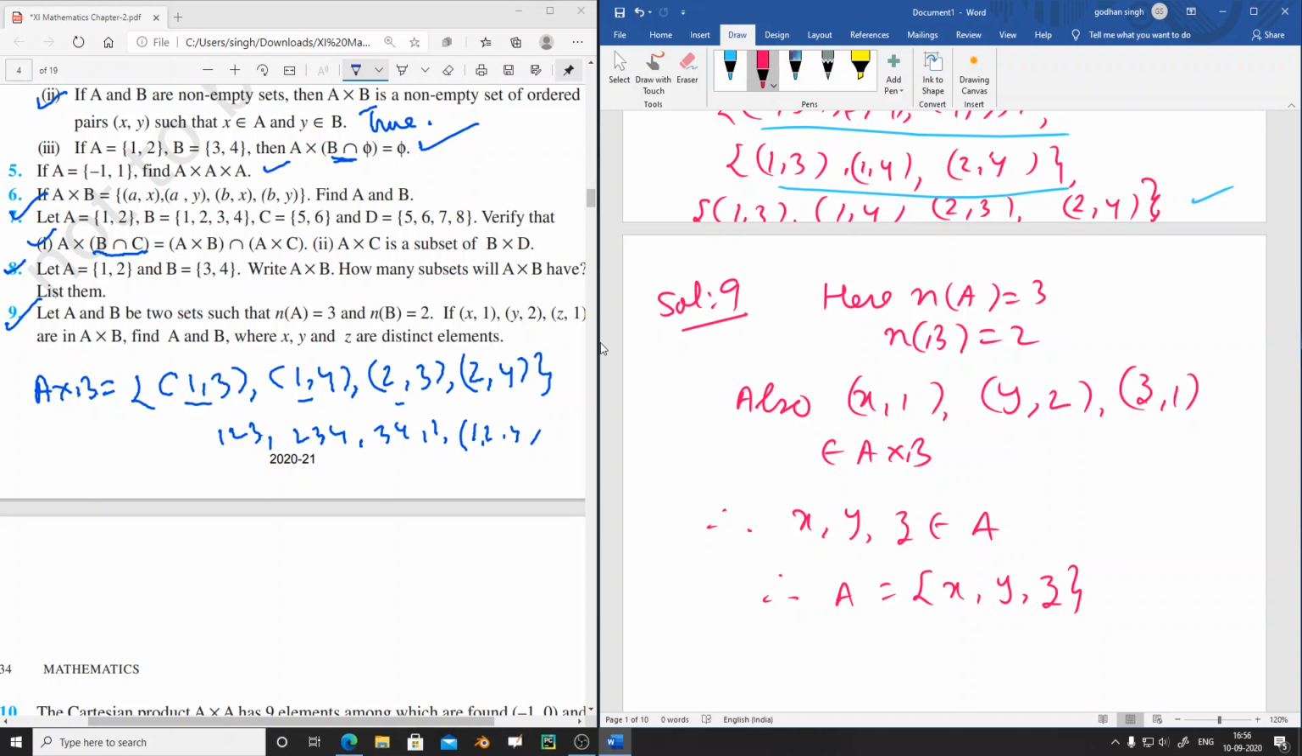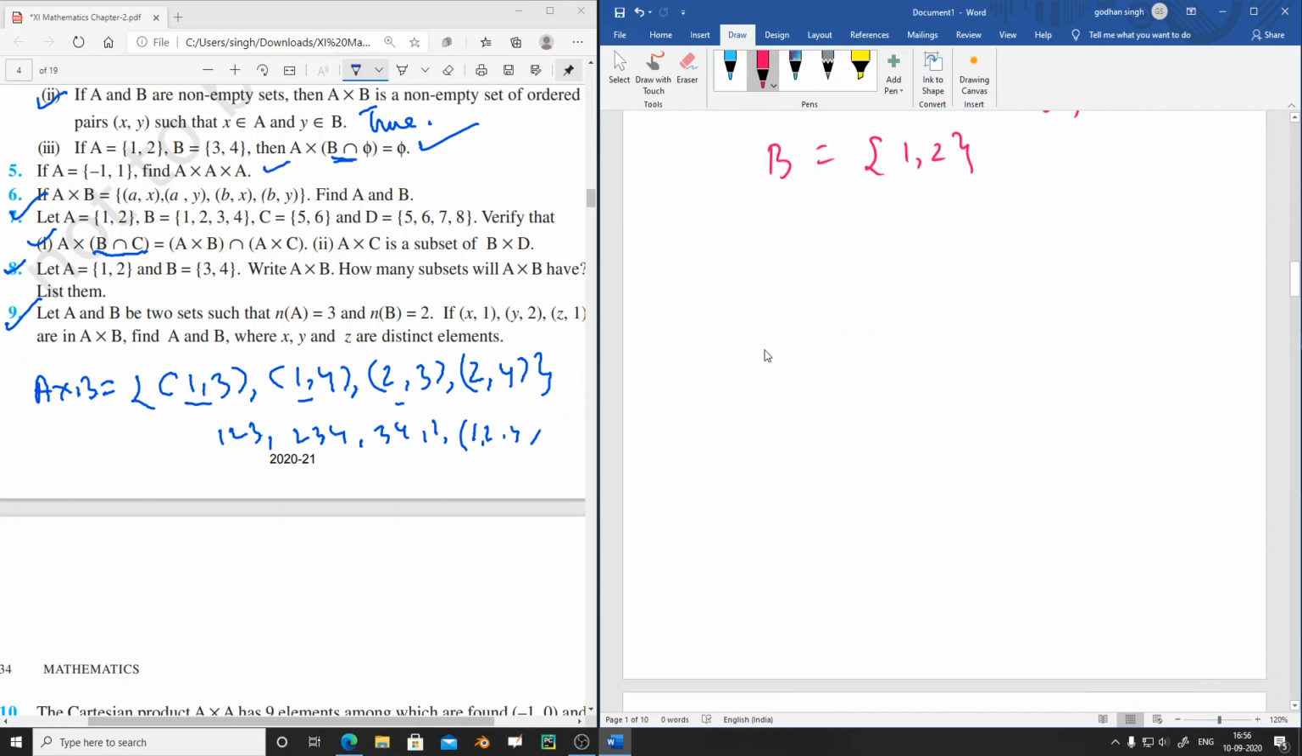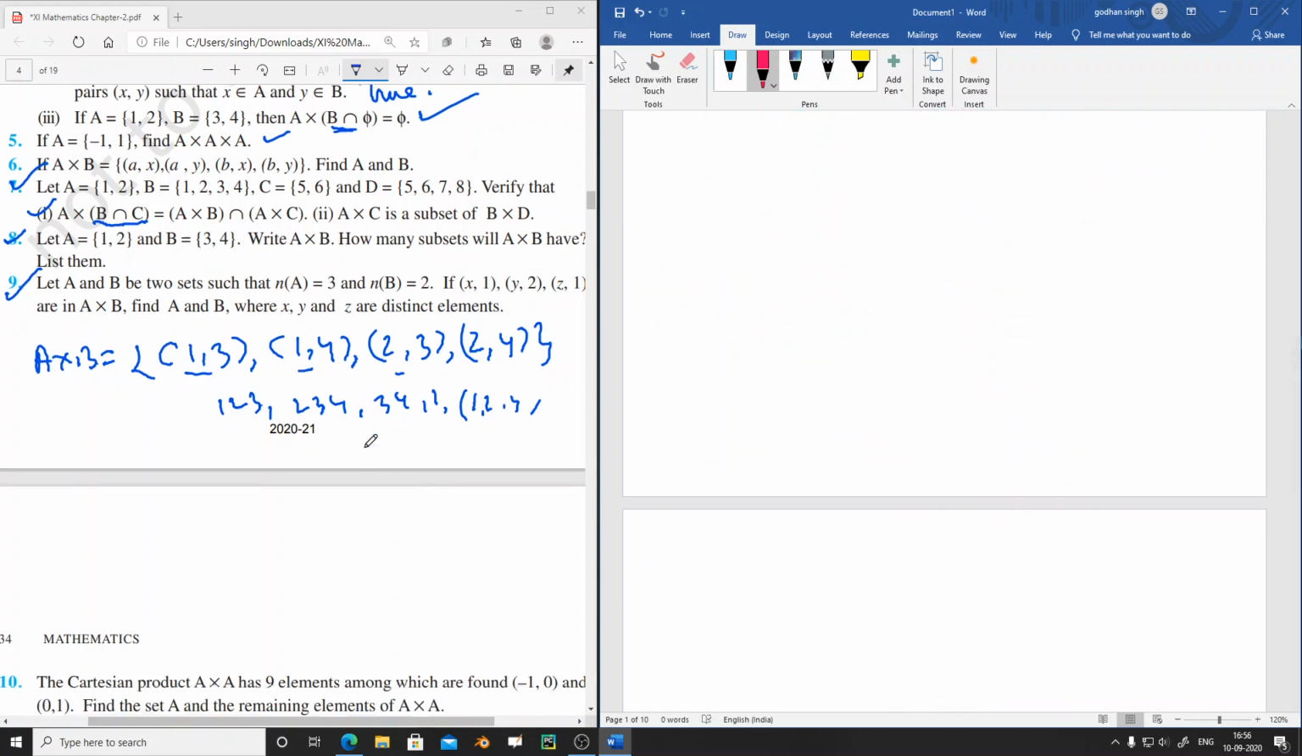Next is the set B. Here we can see that 1 belongs to set B, 2 also belongs to set B, and 1 is being repeated. So B will have only 2 elements, 1 and 2, because it is given to us n(B) equal to 2. So this is our answer of question number 9. Now let us go to question number 10.